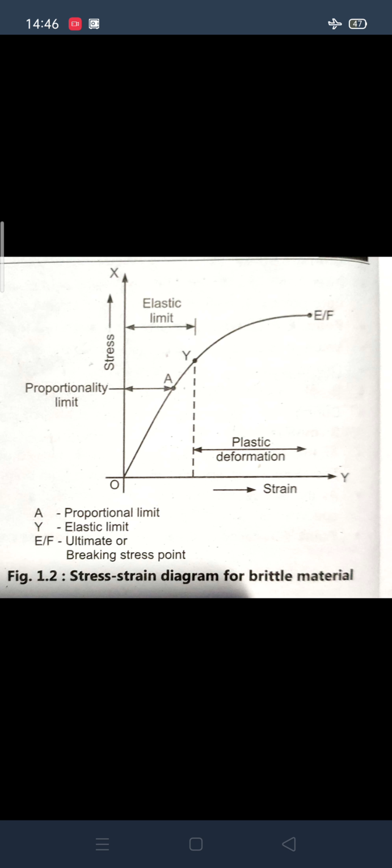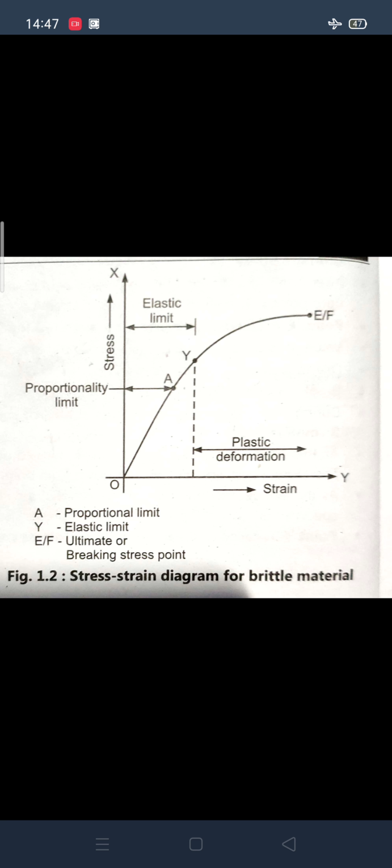In such a material, the elastic limit lies above the proportionality limit, and as shown in the figure, the elastic limit is from point A to Y. Let's see in the figure, A to Y is your elastic limit. After the elastic limit, the curve shows permanent deformation, that is, the material reaches the plastic stage.